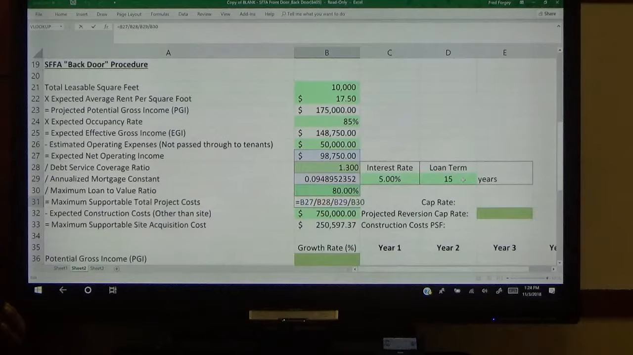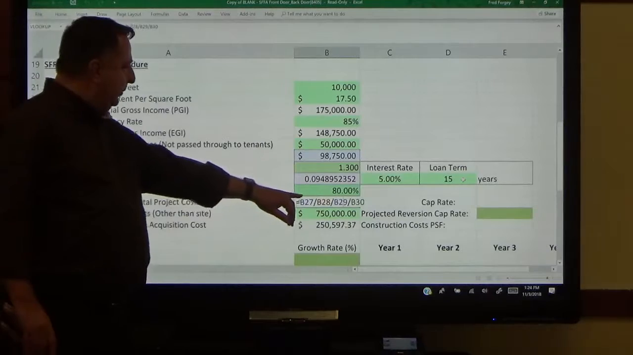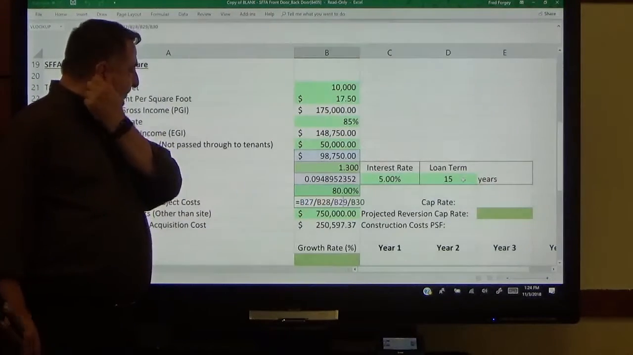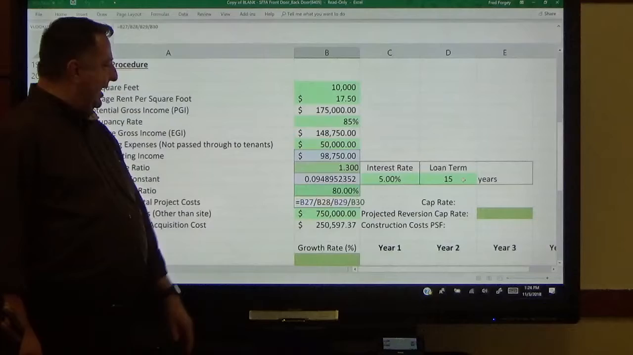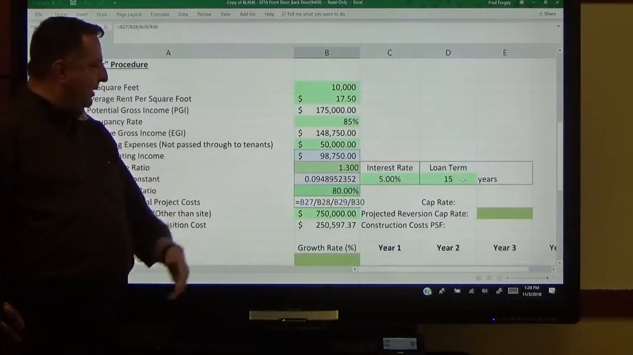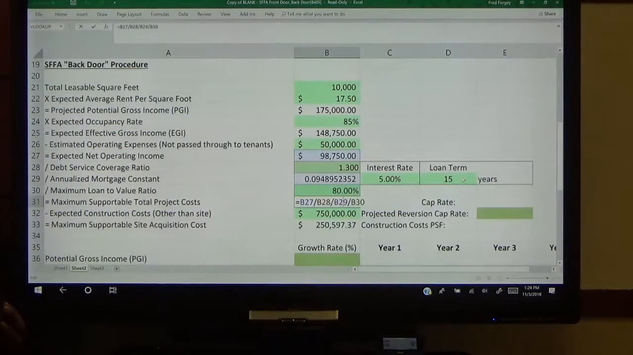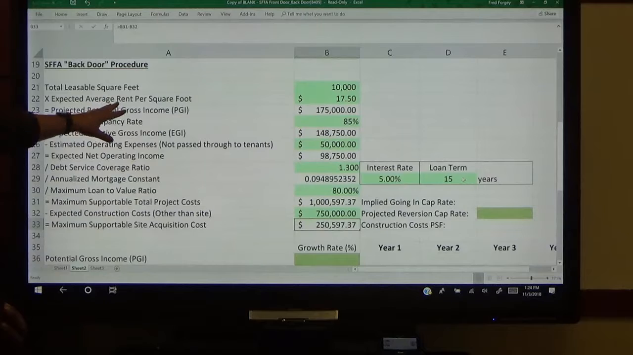B31 is simply equal to B27 divided by B28 divided by B29 divided by B30. It just saves us from having to do a bunch of extra steps. If you think about it logically, it makes sense; it's just combining it into one simple equation. Everybody cool with that? I don't think that one requires as much explanation because it's just a flip of the other one. Any questions about it?